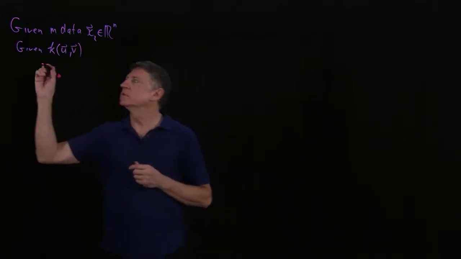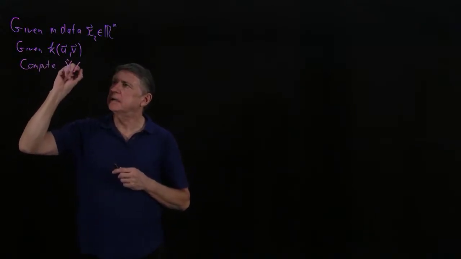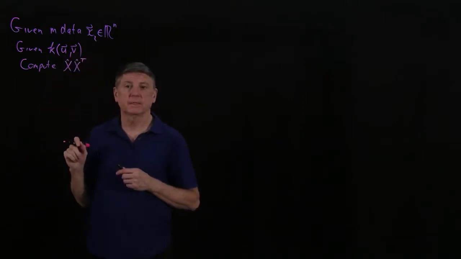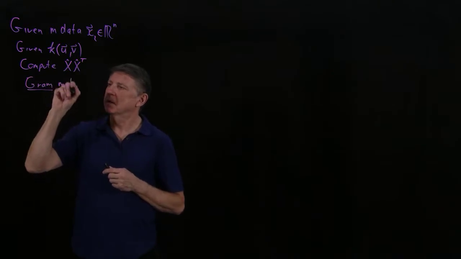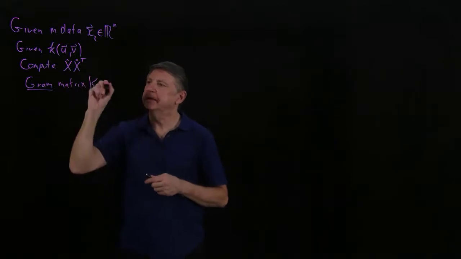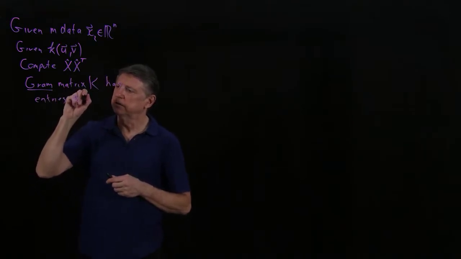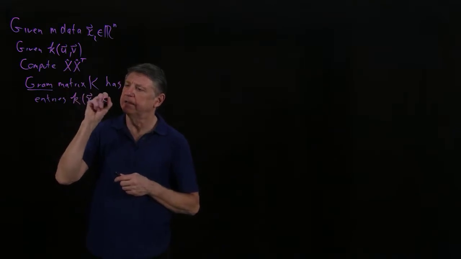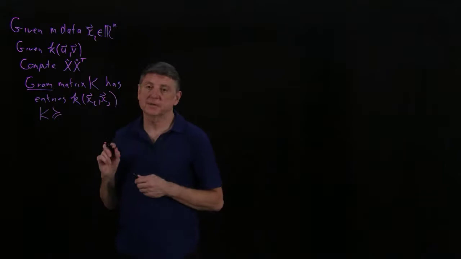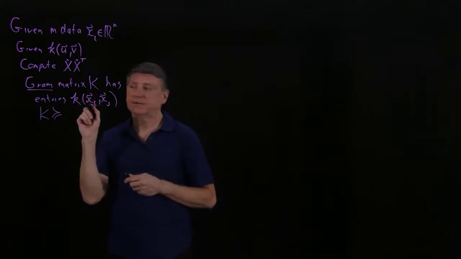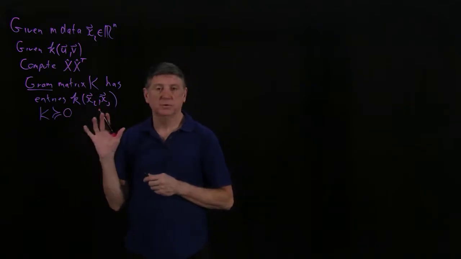And then what we can do is we can compute X hat X hat transpose. And this is called the Gram matrix, after the mathematician Gram. And this has entries of the kernel function of data vector i and data vector j, and the Gram matrix is symmetric because the kernel function is symmetric, and because of the other properties of the kernel function, this has to be symmetric positive definite.